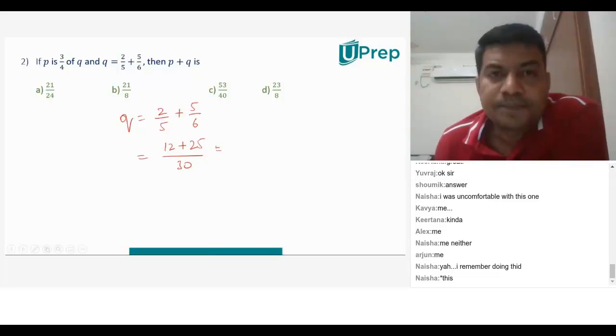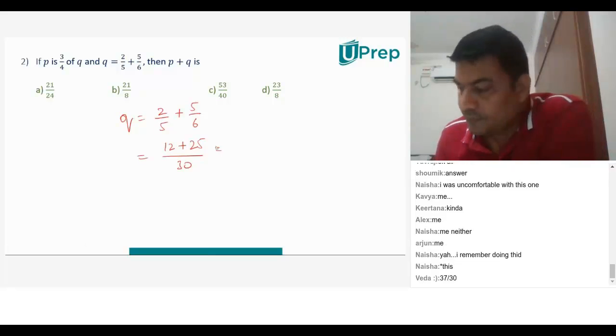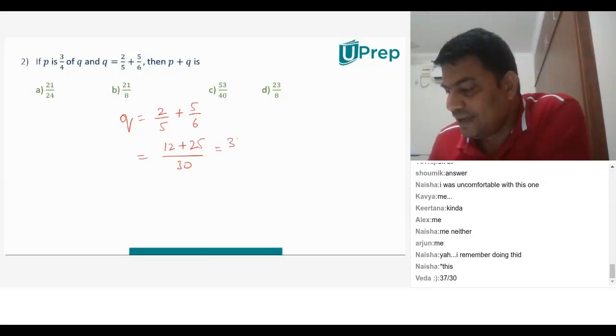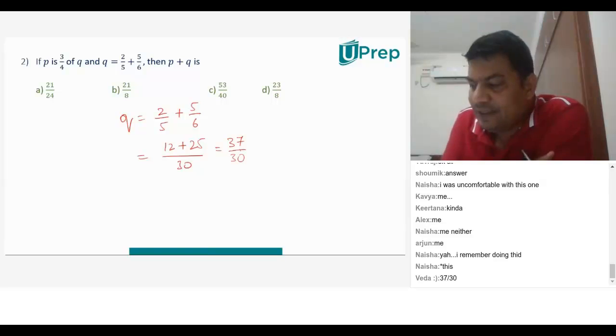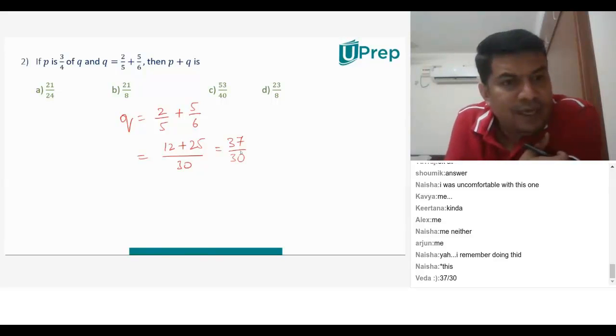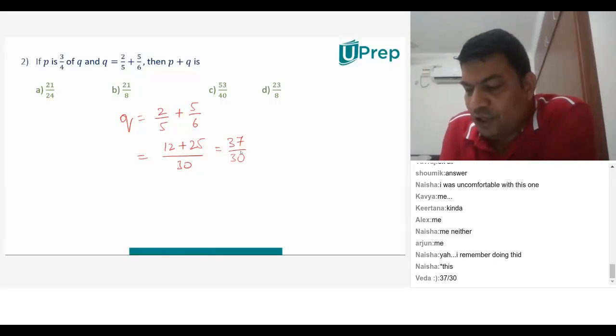What, Akshay? Sorry. I got 119 by 60. So that is 37 by 30. Yeah, 37 by 30. Very good. Veda, very good. 37 by 30, that's your Q.